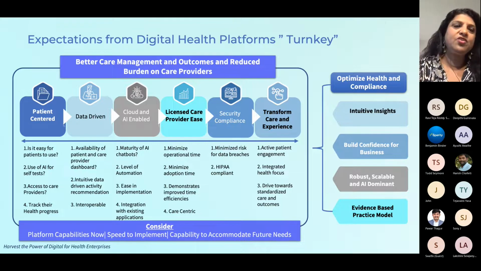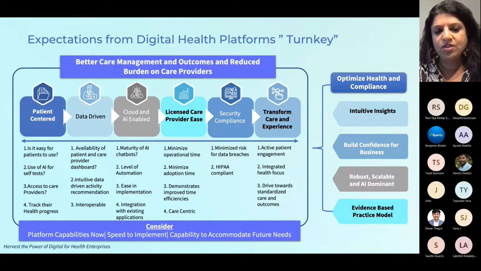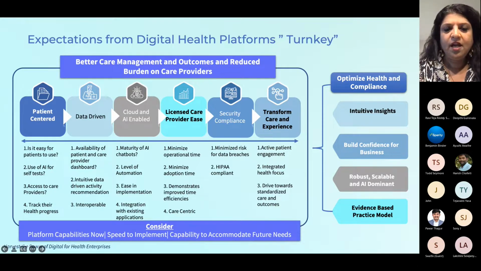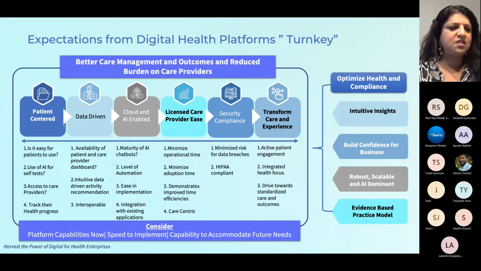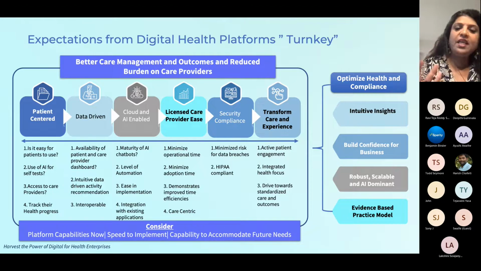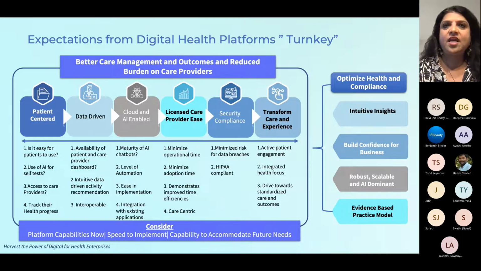Then ease of implementation. How quickly can you embed this within your existing ecosystem? How easy is it to integrate? Again, licensed care provider ease. One of the things with a digital health platform is to not make it completely virtual. A lot of platforms will say it's totally virtual, you don't need human beings, patients can just use it. That's when the connection gets removed. You don't want to do that. There has to be some human touch, human connection. How do you build that without burdening the licensed care providers?